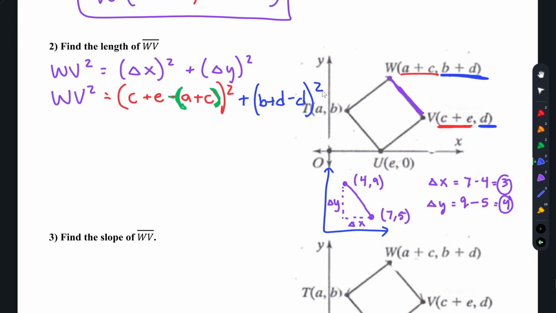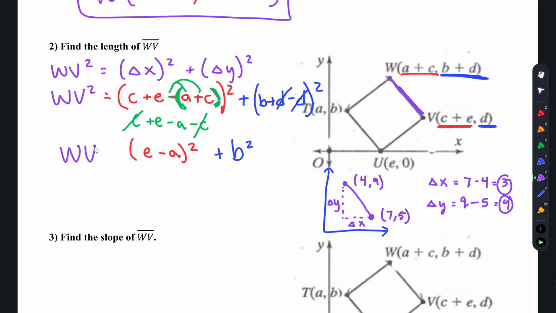So I know that I can distribute this negative sign to get c plus e minus a minus c. That's going to cancel out some c's for me. So left in these parentheses, I have e minus a. And then on the other side, the d's are going to cancel out, so I just have b squared. We good there?